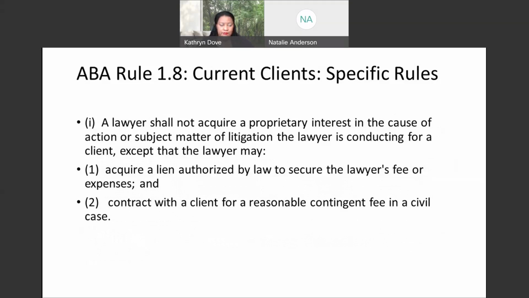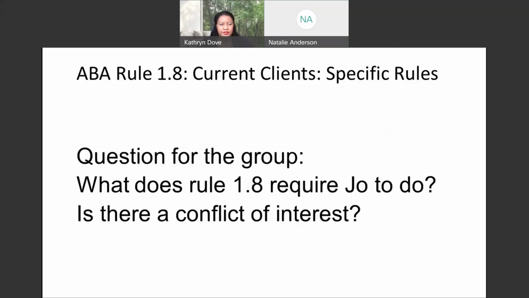ABA Rule 1-8. A lawyer shall not acquire a proprietary interest in the cause of action or subject matter of the litigation the lawyer is conducting for a client, except the lawyer may acquire a lien, but only to secure attorney's fees, not to secure the lawyer's interest in the boat. Okay. The lawyer can contract with the client, but only for reasonable contingency fees. The lawyer cannot contract with the client for a security interest and a promissory note in the boat. So those are the issues that you'll be discussing in the Module 2 discussion forum.